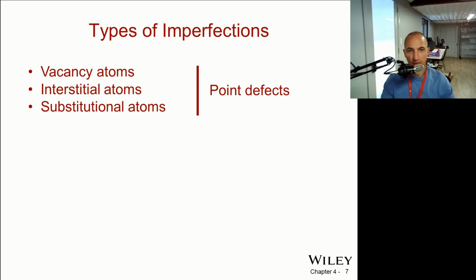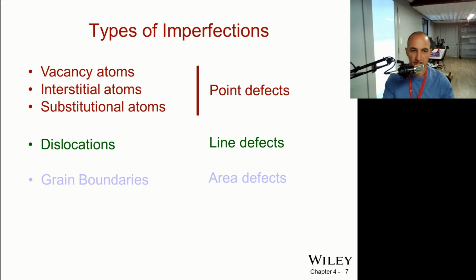There are different types of imperfections. We have what we call point defects, which are vacancy atoms, interstitial atoms, substitutes. Talk about those in a bit. Then you have line defects, which we call dislocations. Two or three different types of dislocations. Finally, we have area defects. So these are called grain boundaries. Showed some pictures of grain boundaries in previous slides. So we have 1D point defects, line defects, area defects.